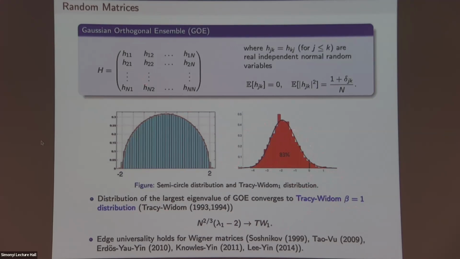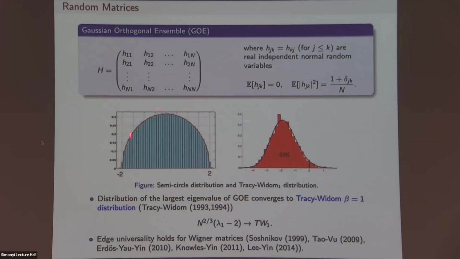If you just look at the shape, it really looks like a Gaussian distribution. The main difference is that the Tracy-Widom distribution is defined in this way, so it's not centered. The mode is not at 0. Most of its mass is on the negative side. In fact, 83% of the mass is on the negative side. So from this, 83% of the time for the Gaussian orthogonal ensemble, lambda 1 is less than or equal to 2.